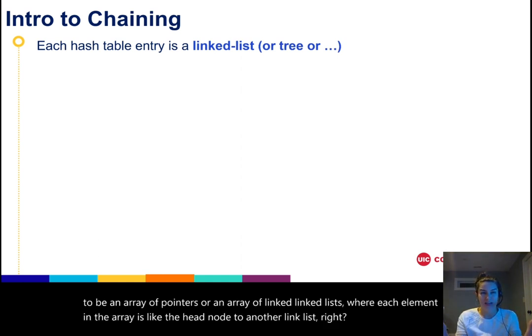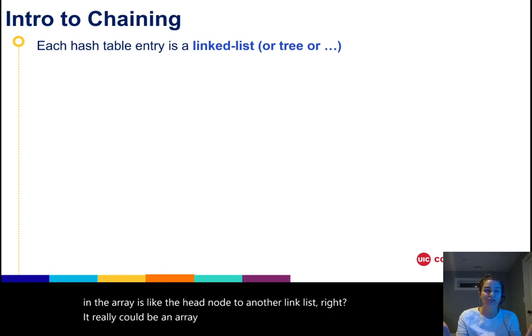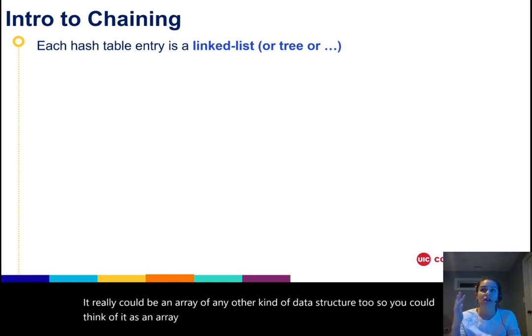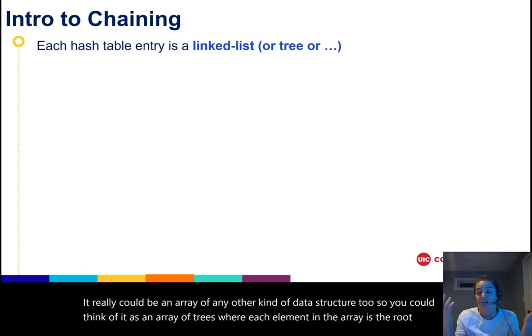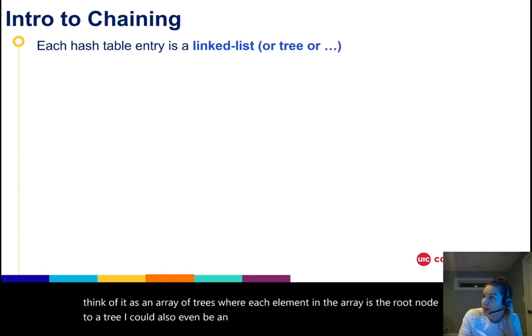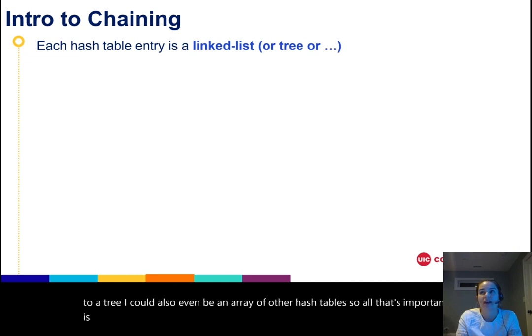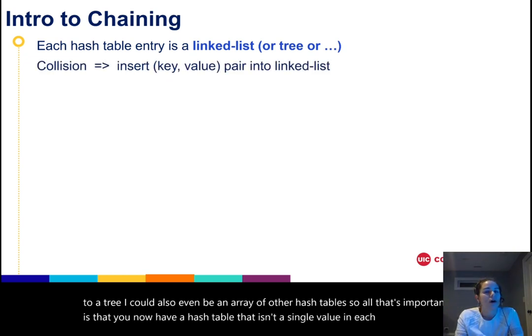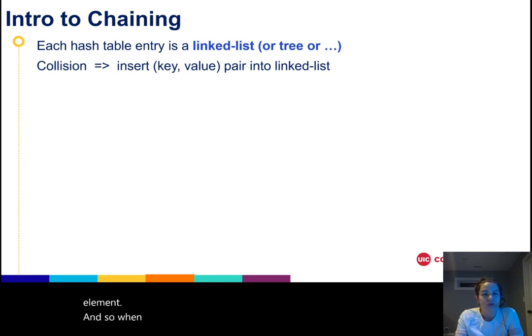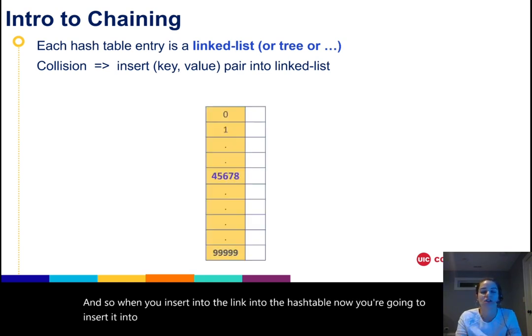It really could be an array of any other kind of data structure too. So you could think of it as an array of trees where each element in the array is the root node to a tree. It could also even be an array of other hash tables. All that's important is that you now have a hash table that isn't a single value in each element. And so when you insert into the hash table now, you're going to insert it into the proper linked list along the array.